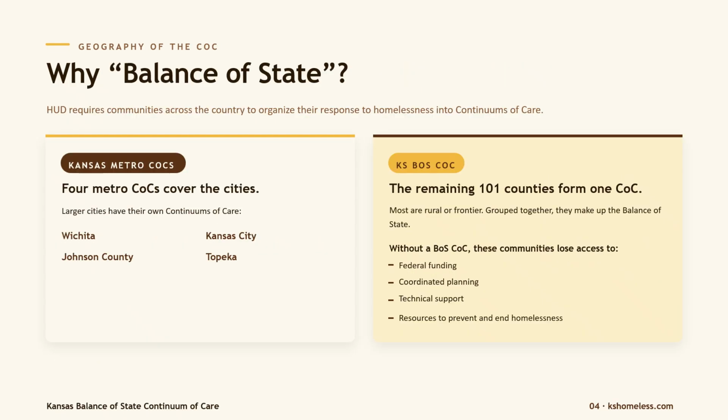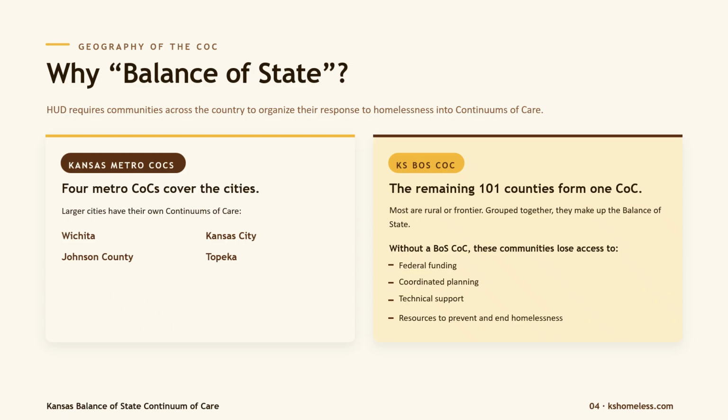Why is it called the balance of state? Here's the answer. HUD requires every community in the country to organize its response to homelessness into a continuum of care. In Kansas, the larger metro areas each have their own CoC. That leaves the remaining 101 counties, most of them rural or frontier, without a CoC of their own. Those counties are grouped together into one big CoC. That's what balance of state means, and this structure matters.